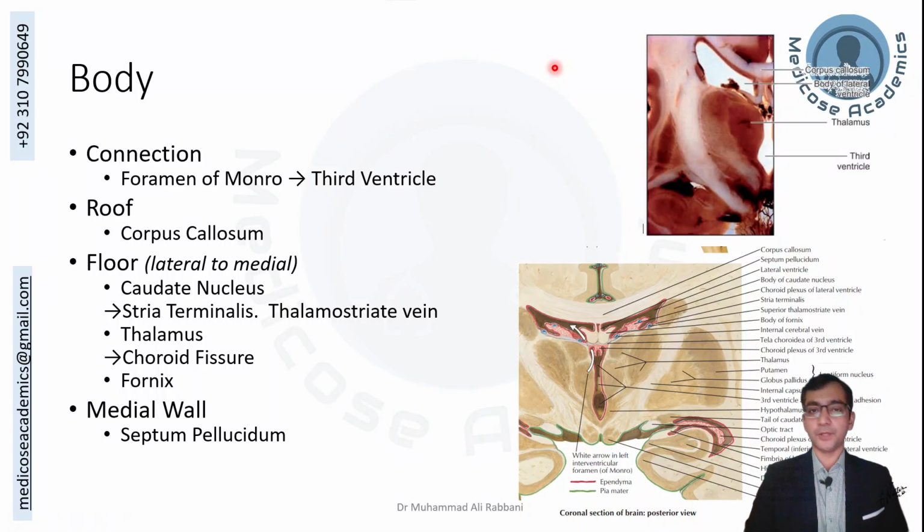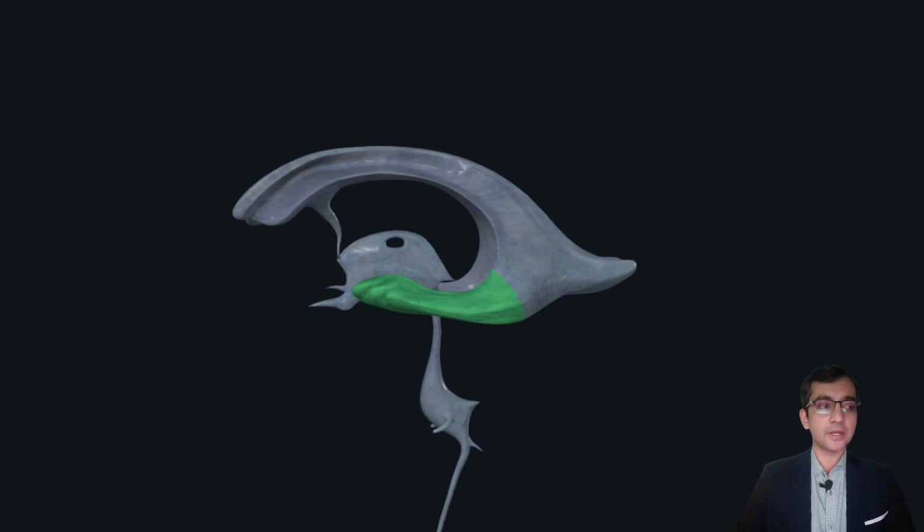Let us start with the body. The body is the part between the atrium and the anterior horn, that is from the foramen of Monro to the posterior end of the thalamus. Its connections: it is connected through the foramen of Monro to the third ventricle. And let me shift to the model, and then I will shift back again. So if we see right here in the model, I will be shifting to this picture.